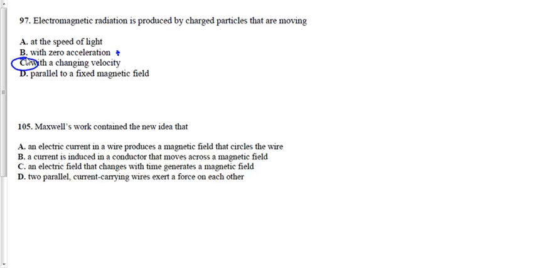What's the answer, Nick? It's C for that one as well. An electric field that changes with time generates a magnetic field. We also know that a magnetic field that changes generates an electric field.